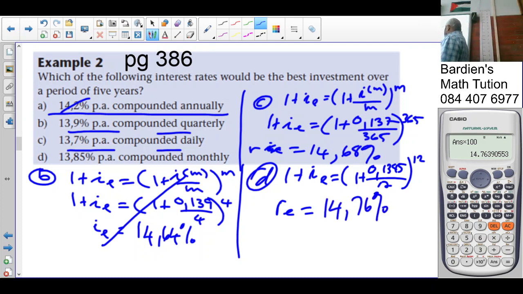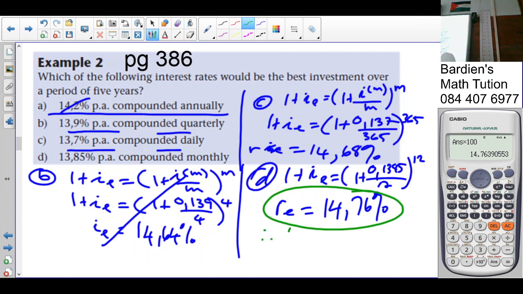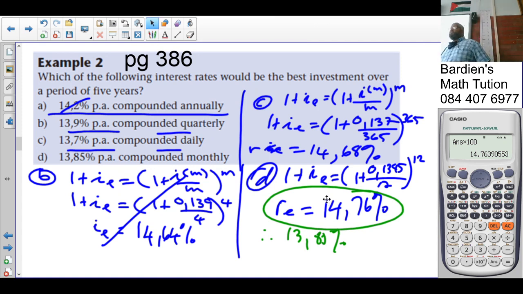So as you can see, all of these are compounded yearly, so it's now a fair measure to compare them against each other. Therefore D is the best one. The question says, which one is the best over a 5-year period? So the answer is 13.85% per annum compounded monthly would be the best investment over 5 years, because the interest rate in comparison is the highest. Okay, you guys understand?